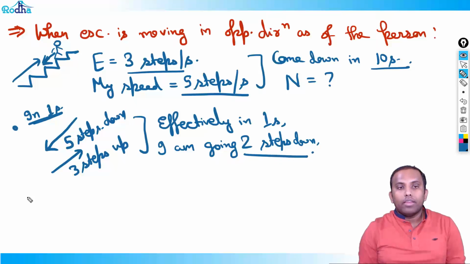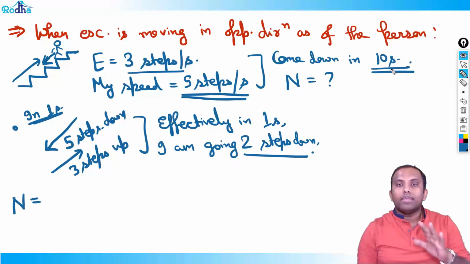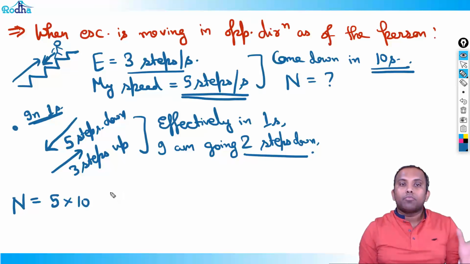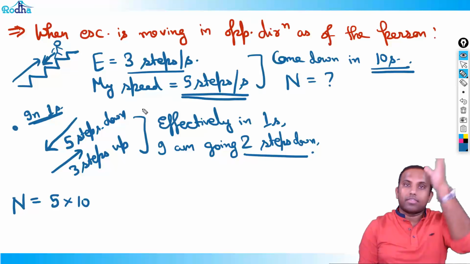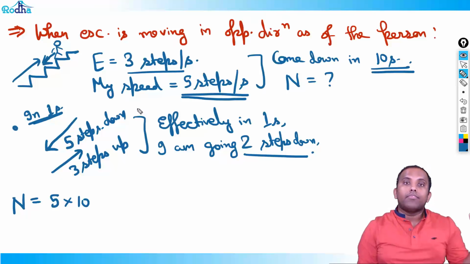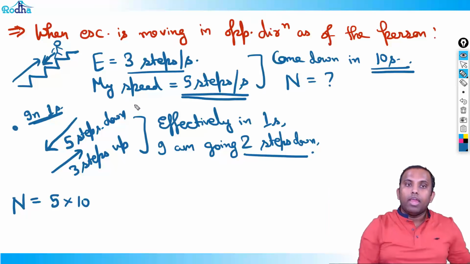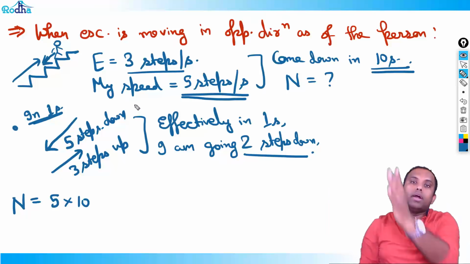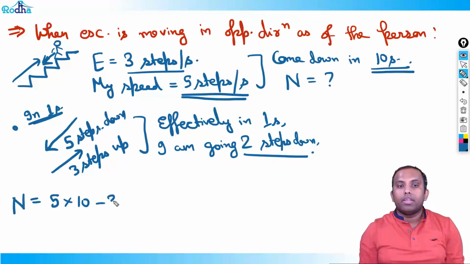So how to calculate n here? n is the steps taken by the person. My speed is 5 steps per second, and in 10 seconds I was on the escalator. So n is how much? 5 into 10, 50. But in the same time, the escalator has pushed me every second 3 steps up, right? So I am coming 50 steps down, and the escalator is moving me 3 steps per second up for 10 seconds, right? So minus 3 into 10. That is 50 minus 30, 20.